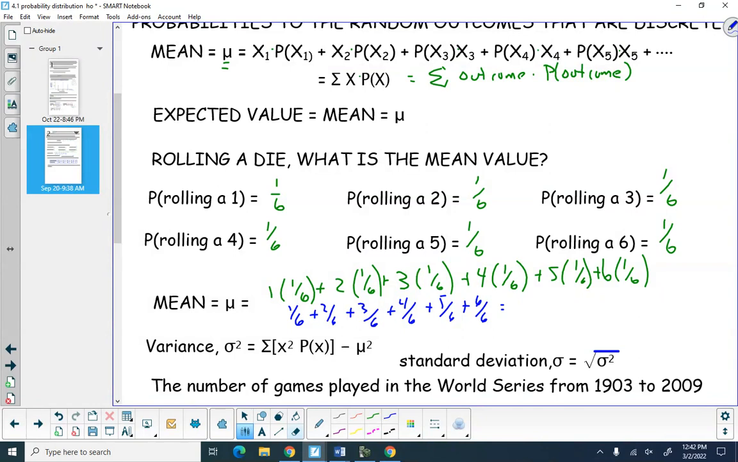So adding these up, we have 1 plus 2 plus 3, that's 6, plus 4, that's 10, plus 5, 15, plus 6, 21, over 6, which is 3.5. Now, how we can interpret this a little bit is if I roll a die 6 times and take the average of those 6 rolls, I would expect that average to be 3.5.